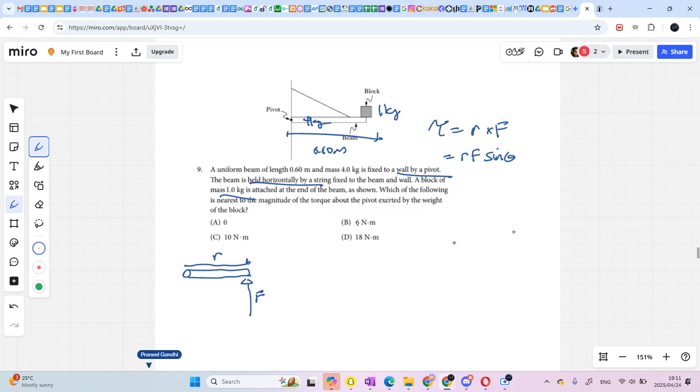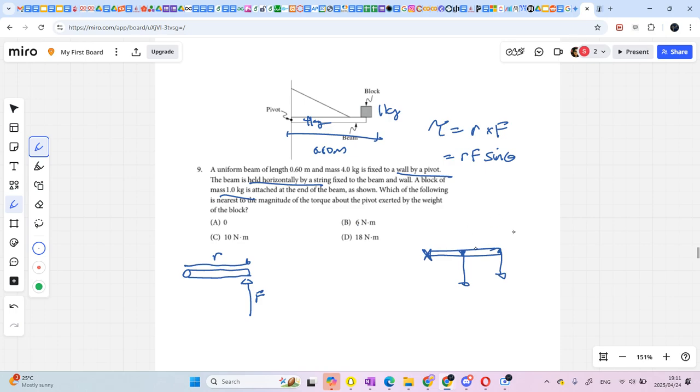So in this case, we have this beam right here. What's going on with this beam is we're going to have gravity acting at the center of mass of the beam, which is right here. And I'm going to put an X here to represent the axis of rotation, and then I'm going to put this dot right here to represent the gravity, where this is the gravitational force that's exerted on the beam. We're also going to have the weight of the block exerted at this endpoint right here.